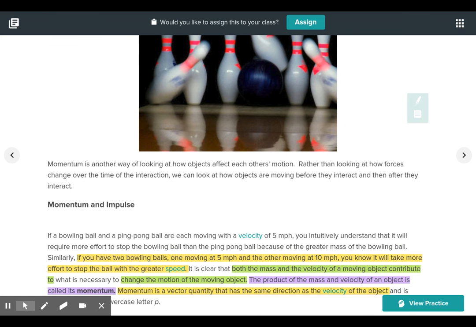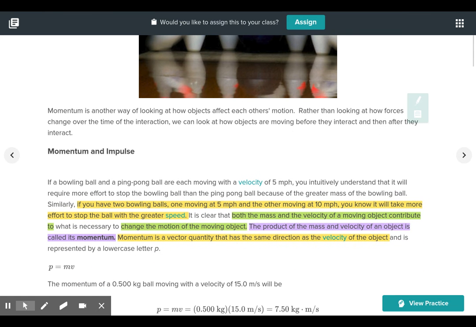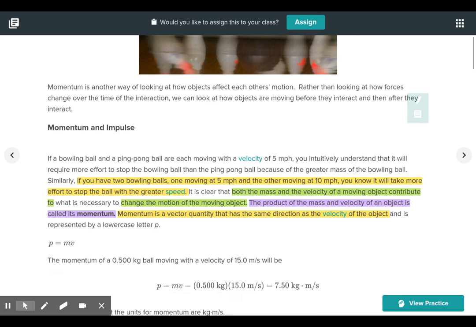So we have two terms. One is momentum and one is impulse. I'm pretty sure you heard momentum many times before. So imagine if a bowling ball and a ping pong ball are each moving with a velocity of 5 meters per hour. You intuitively understand that it will require more effort to stop the bowling ball than the ping pong ball because of the greater mass of the bowling ball.